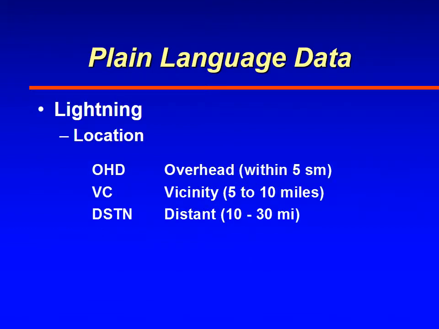You might see IC, CG, and CC all together. The location of the lightning strikes also needs to be reported. If it's within 5 miles, you'll see overhead. If it's between 5 to 10 miles from the airport, then it's vicinity. And anything more than 10 miles is considered distant. And 10 to 30 miles, but sometimes they report it more than 30 miles.